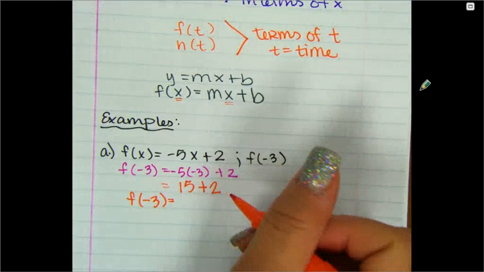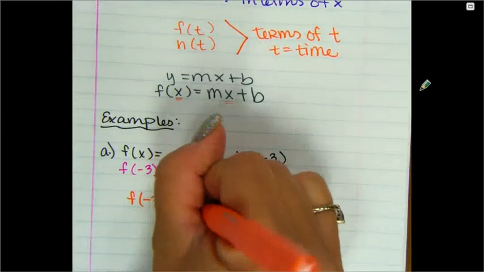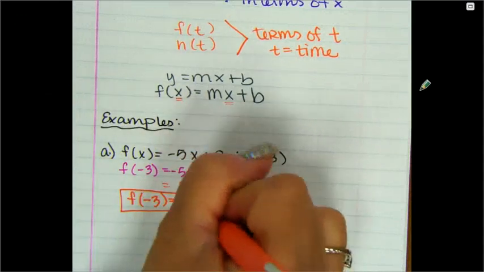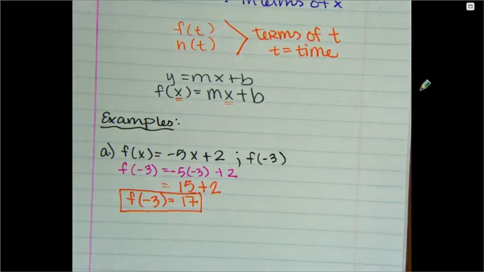So we get 15 plus 2 is what? 17. So that's it.